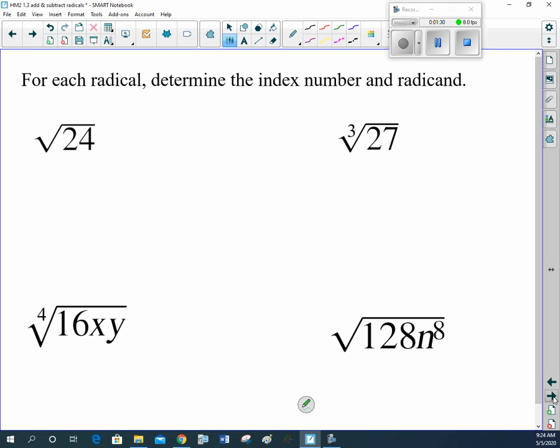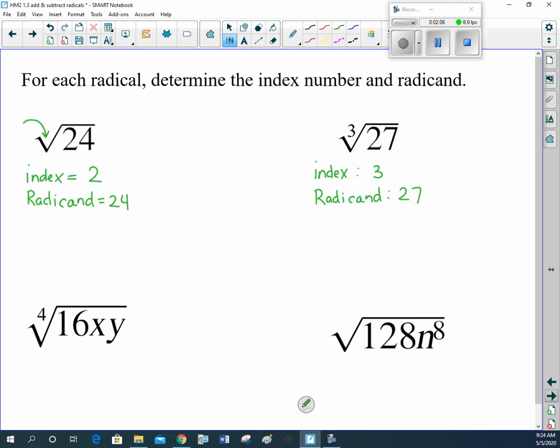Okay, so this one says for each radical, determine the index number and the radicand. So the index number for this one is going to be 2. It's not written, so it's understood to be a 2. And the radicand is the 24. The one on the right, the index number is a 3, so this would be considered a cubed root. And the radicand is the 27.